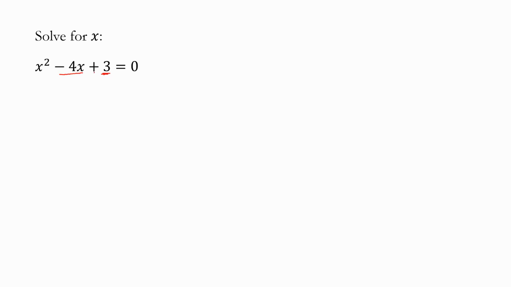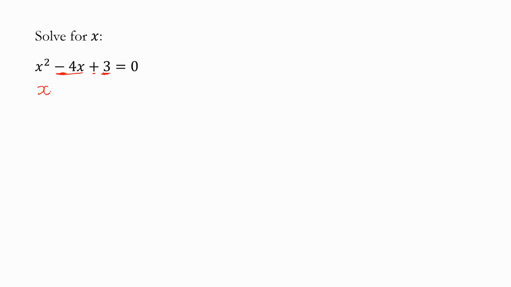The positive 3 here means that the factors have the same sign. It could be negative 3 and negative 1, or positive 3 and positive 1. But the negative here confirms that, yes, the factors have the same sign, but both factors must be negative. So it should be negative 3 and negative 1.